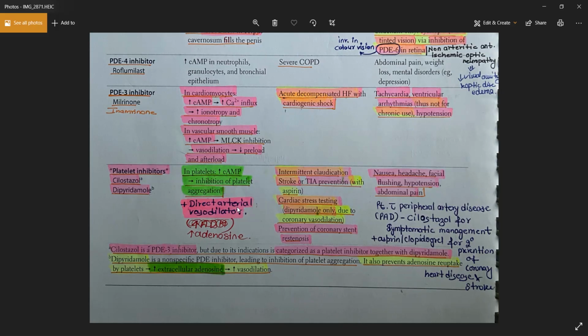These drugs will also increase the concentration of adenosine outside the cell. Very important. Because they inhibit the reuptake of adenosine by the platelet, as a result they will again take part in the vasodilation. So two things: one is the inhibition of platelet aggregation, and second is the vasodilation.